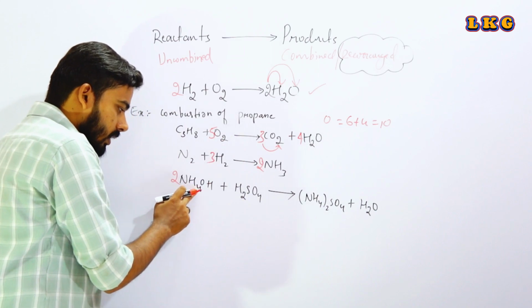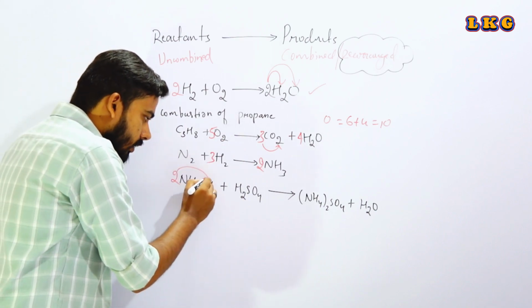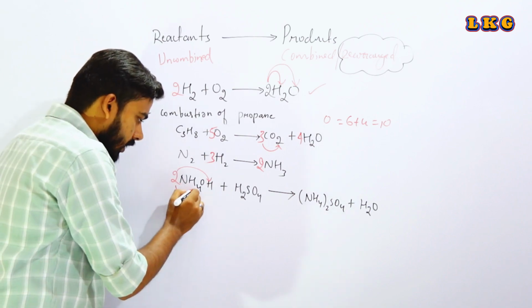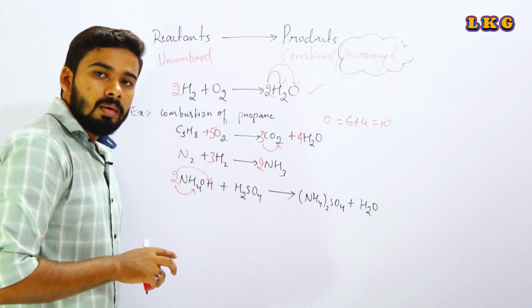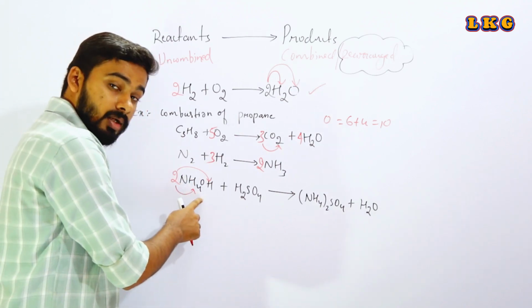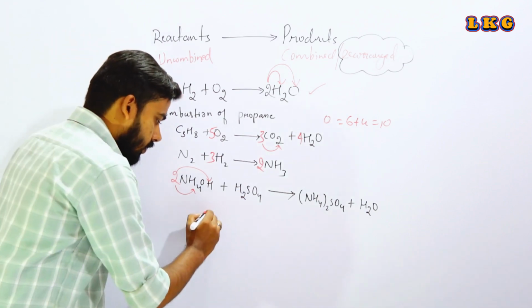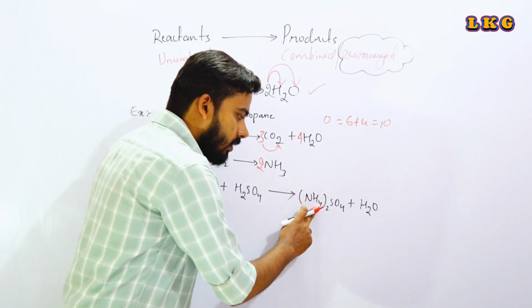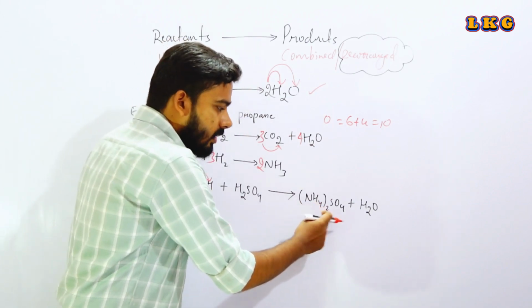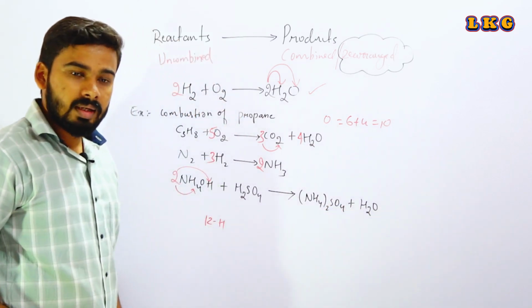How many are there? H4, 4 into 2 is 8, and 8 into 2 again. This is multiplied here as well as here. 4 into 2 is 8, 2 plus 8 is 10. So there are 10 hydrogens here. Then here 12, total 12 hydrogen atoms. Okay. Here 4 into 2 is 8, here 2, 8 plus 2 is 10.